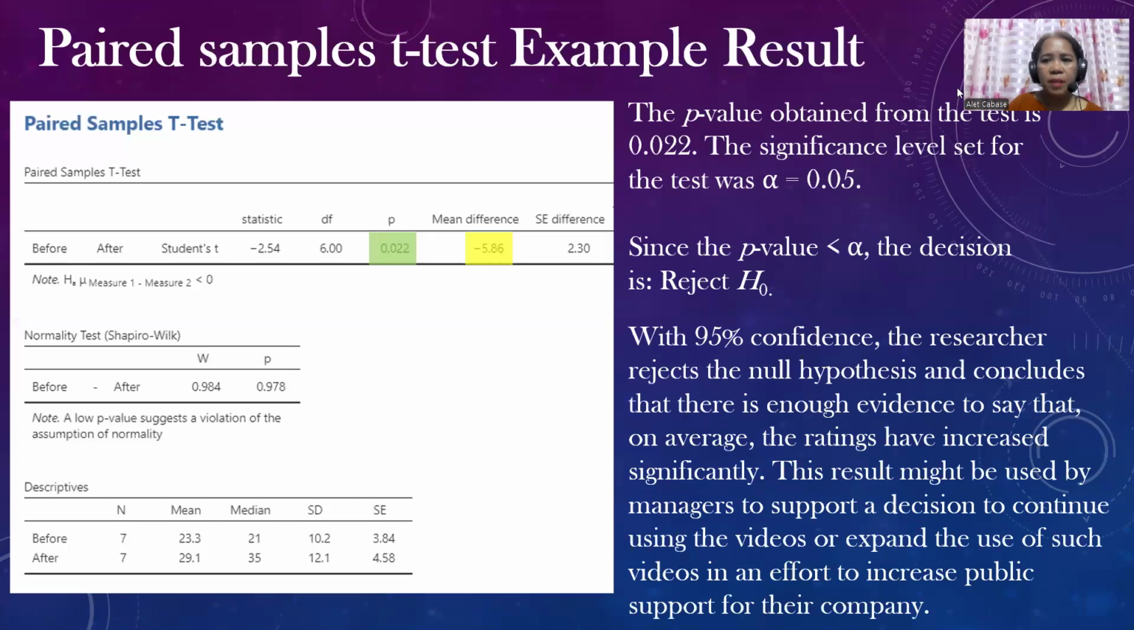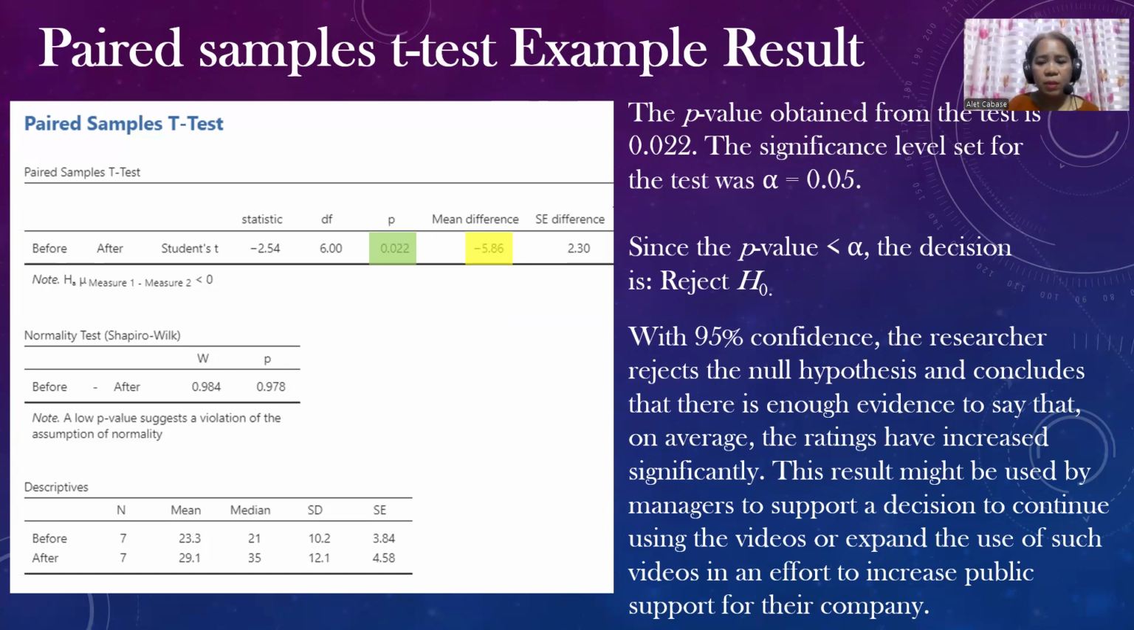So the p-value obtained from the test is 0.022. The significance level for the test was alpha equals 0.05. So since the p-value is less than alpha, the decision is reject H0. So with 95% confidence, the researcher rejects the null hypothesis and concludes that there is enough evidence to say that on average, the ratings have increased significantly.